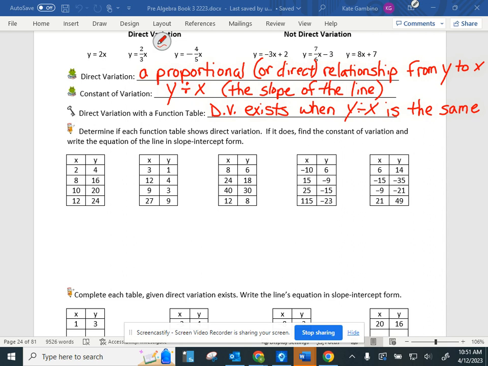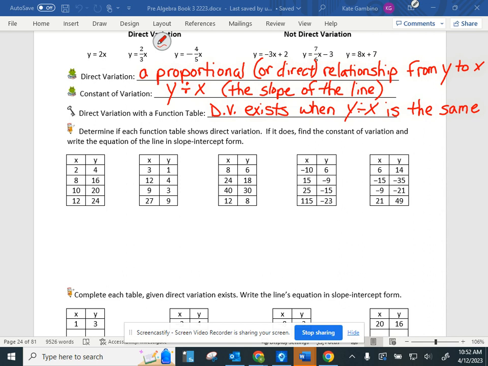So let's look at our first table. We have our x's and we have our y's. What do you think my first step is to see if it is a direct variation? Tatum? Think about what direct variation with a function table means. So what do you think my step is to do, Michael? Like the pattern? No, even simpler than looking for a pattern. Gus? Divide y by x.